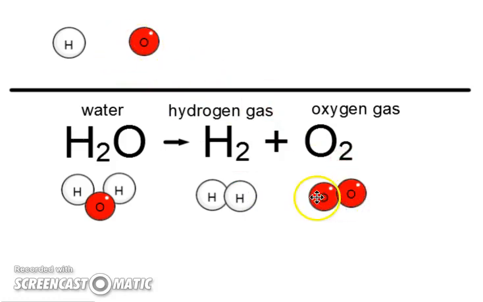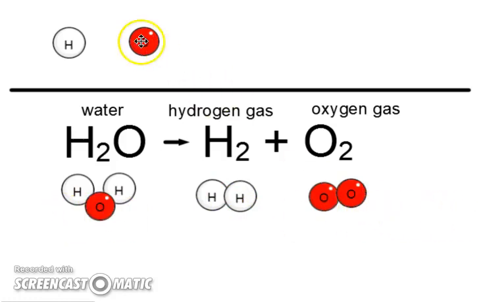So now it's a little bit more clear. You can see that over here I have H2O. Here's H2 and here's O2, and there's two H's on this side, and two H's on this side. There's only one O on this side, and there's two on this side.